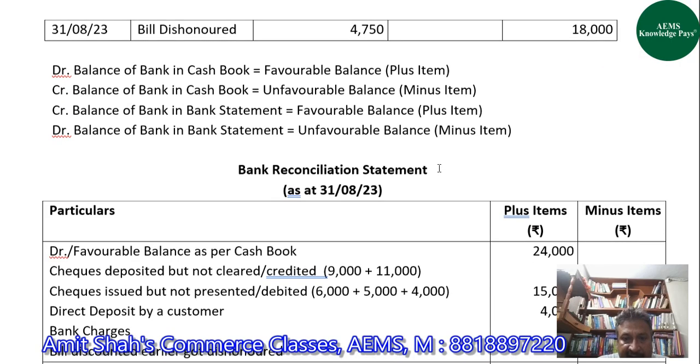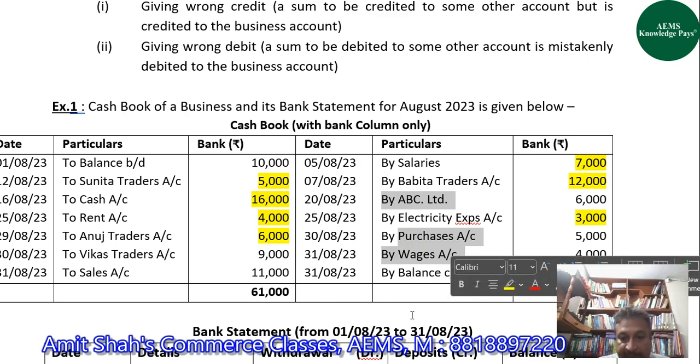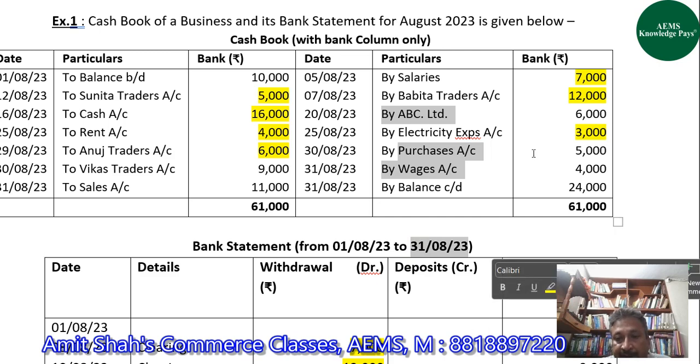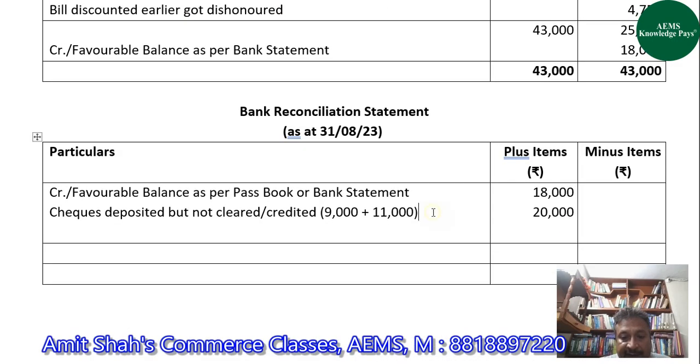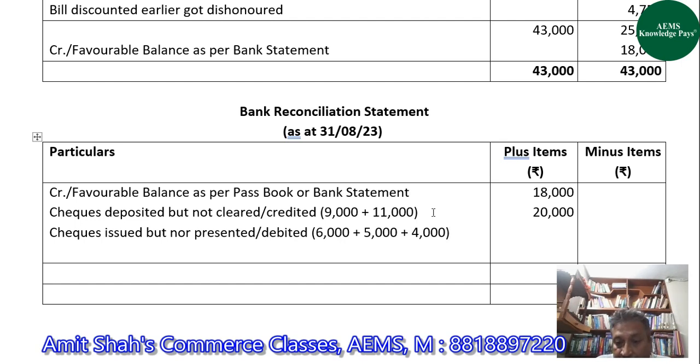Now the next item of difference is the checks that we have issued but they have not got debited in bank, meaning they have not been presented in bank till the date of BRS, that is till 31st August 2023. And these checks are of rupees 6,000, 5,000, and 4,000, that is total 15,000. So we'll write this here, that is checks issued but not presented or debited: 6,000, 5,000, and 4,000. Total amount is 15,000.